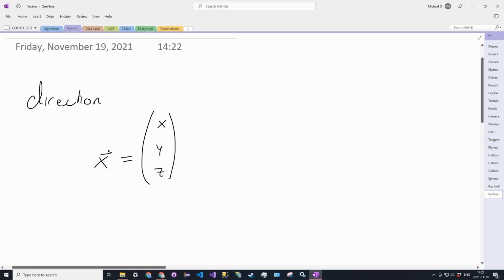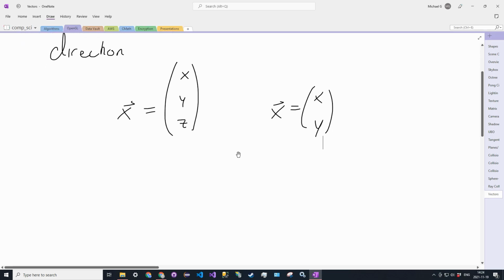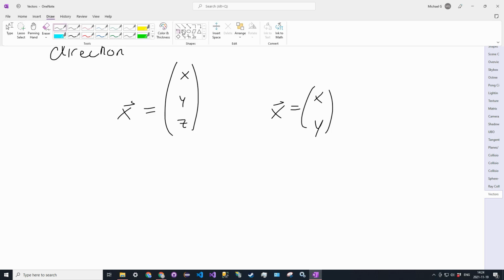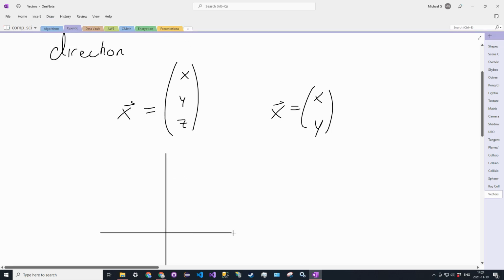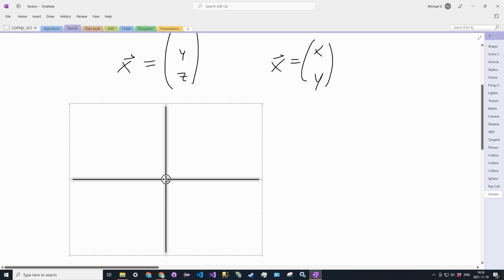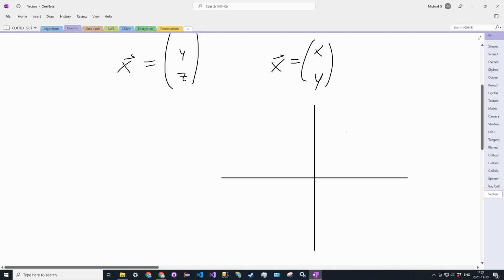Or if we were in 2D, x would be just an x and y. This is some sort of direction. It can represent position, velocity, something else. But you can imagine this vector as the vector from the origin to the point x, y, z. Or I'll do the 2D example right now. So this is point x, y, and we have our vector x right there. So that's the vector there.